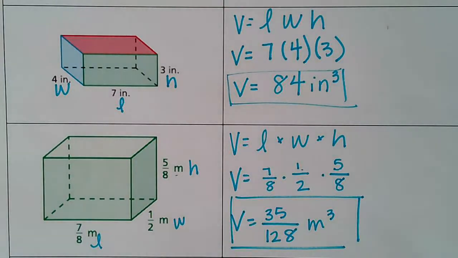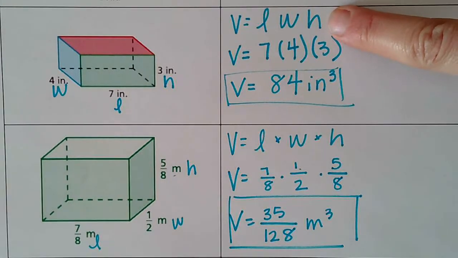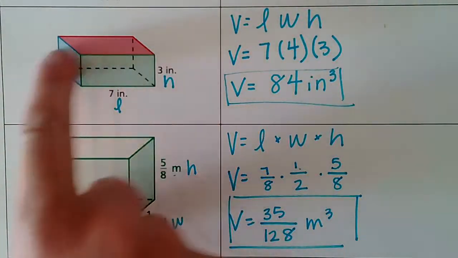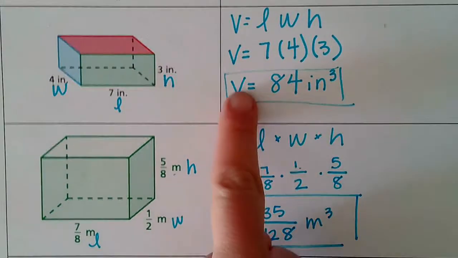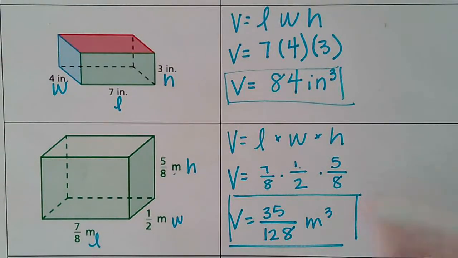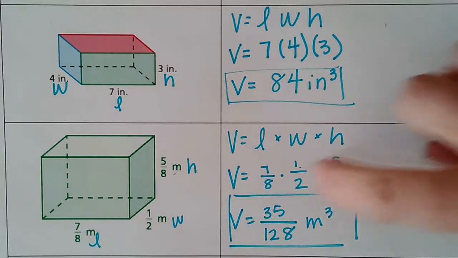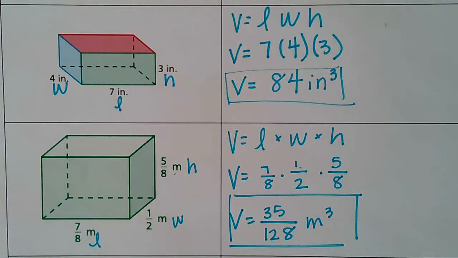So to review, when I am finding the volume of a figure, I like to label the dimensions. Where's my width? Where's my length? Where's my height? I always write out my formula: volume equals length times width times height. I substitute in my values, and then I multiply across. Same with fractions. Remember that I multiply my numerators, multiply my denominators, and simplify while I can.